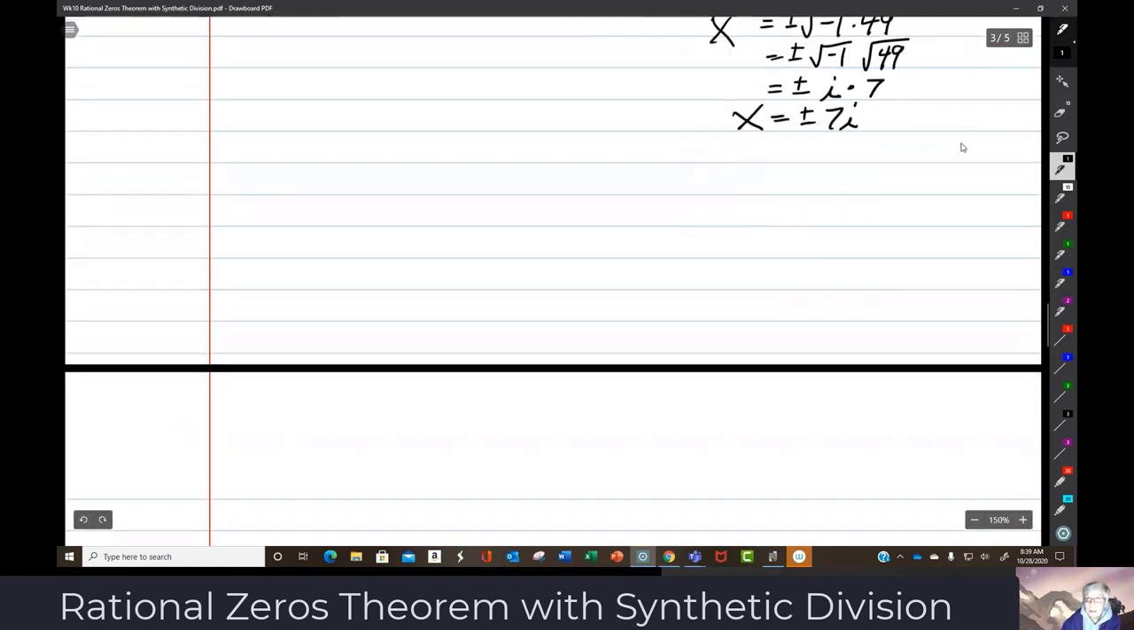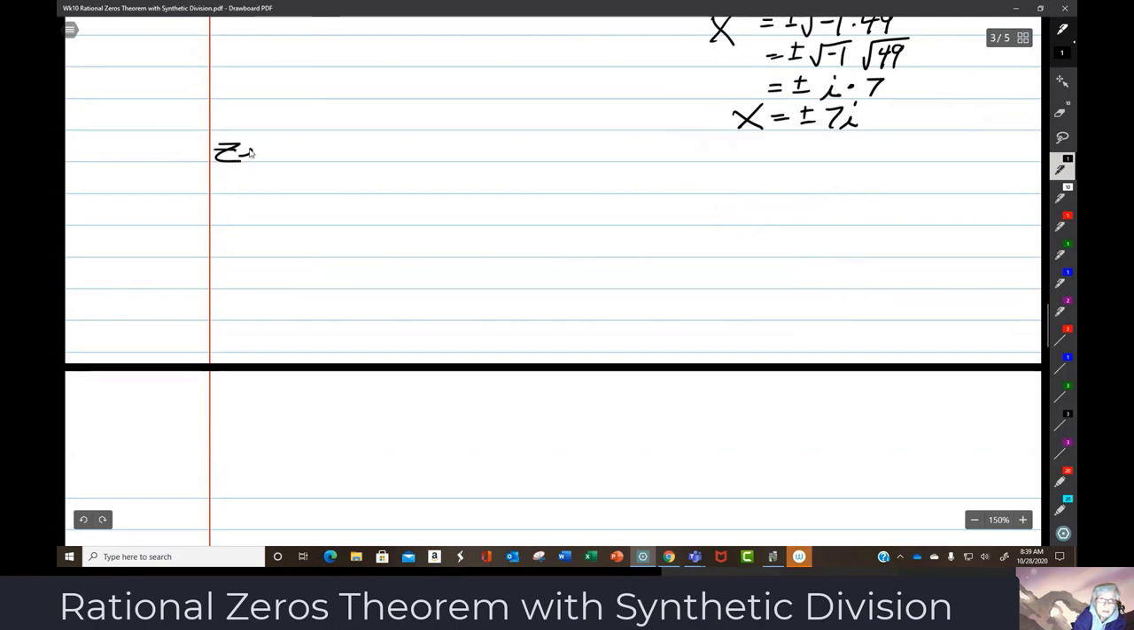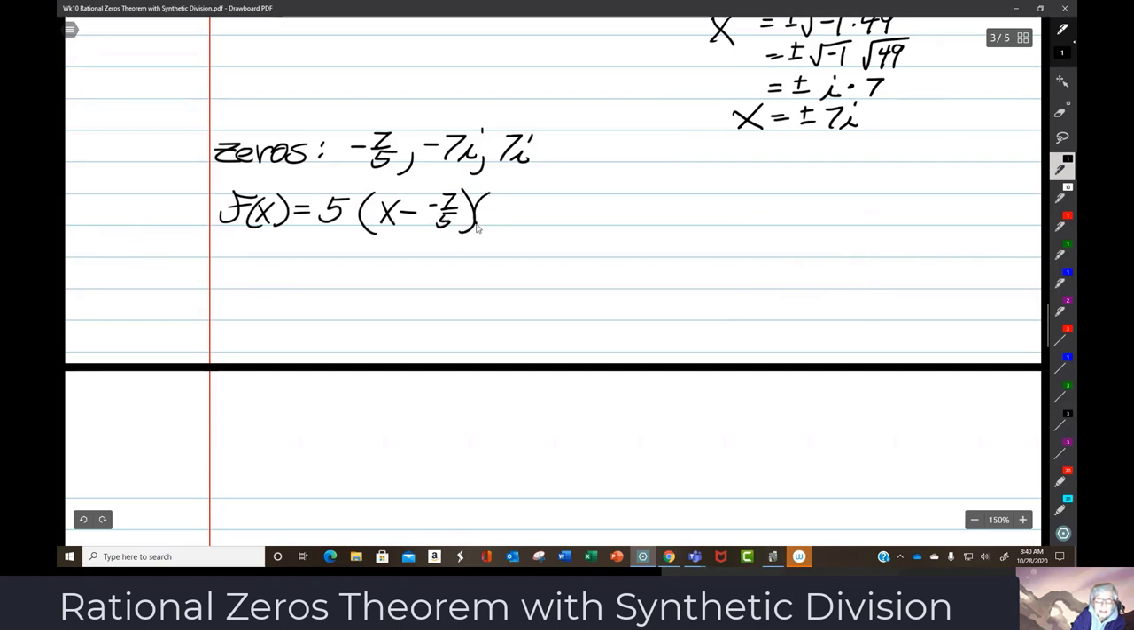So your zeros are negative 7/5, negative 7i, and positive 7i. And so we will write f of x as the leading coefficient 5 times x minus negative 7/5 times x minus negative 7i times x minus positive 7i.